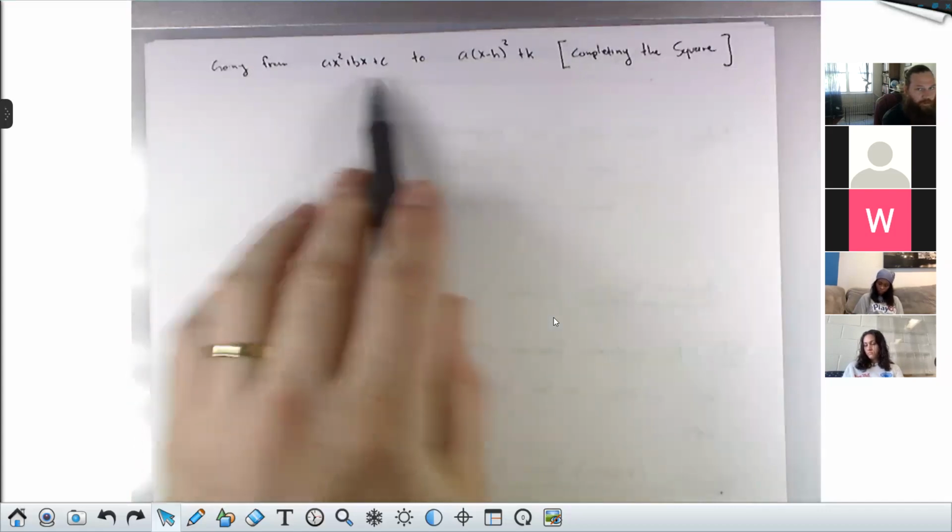So completing the square is an algebra process that will allow you to take something like this and rewrite it like this. The procedure is not terribly complicated, but it takes a little getting used to. So let me show you how to do it. We can do it through examples.